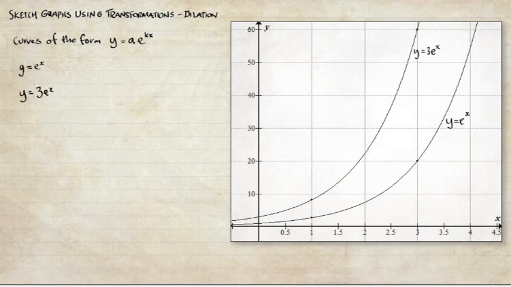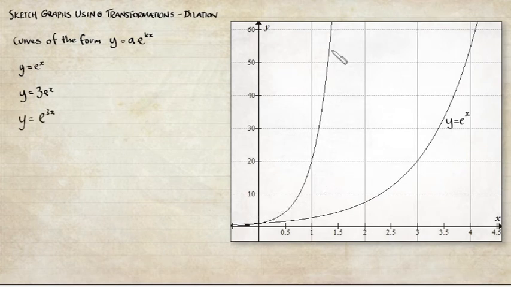Now let's have a look at y equals e to the 3x. Firstly, let's plot the curve and label it. Secondly, let's have a look at what's happened to our original points.